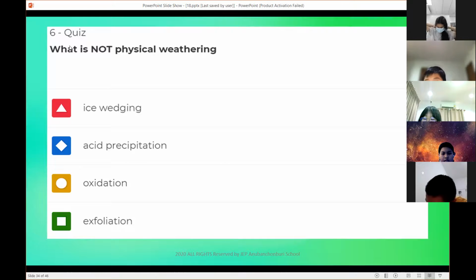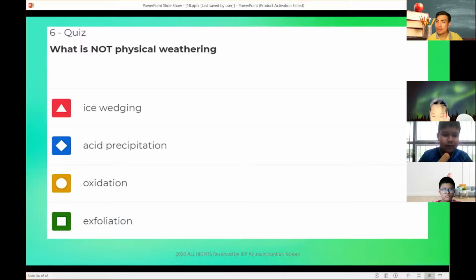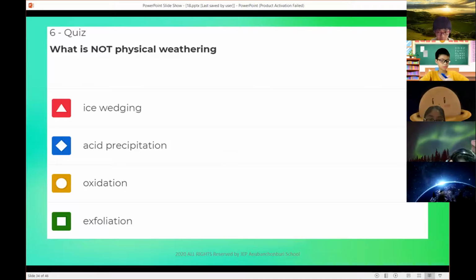Next, question number 6. What is not a physical weathering? Ice wedging, acid precipitation, oxidation, or exfoliation? I will ask Napichaya. What is your answer here, Napichaya? Number 2. Acid precipitation, correct. Diamond. Very good. Thank you, Napichaya.